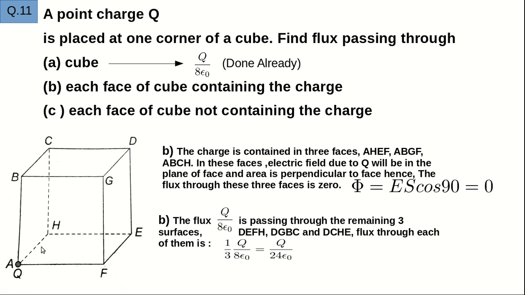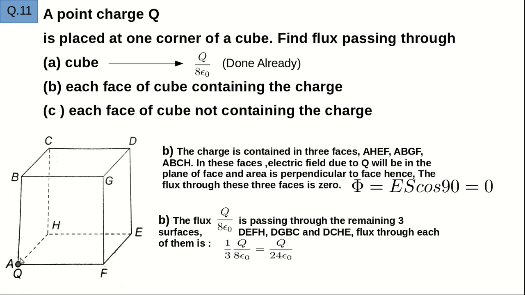If this charge is placed at this point, then the charge is contained in three faces, right? AHEF, ABGF, and ABCH. These faces contain this charge. In these faces, the electric field due to q will be in the plane of the face, and the area vector is perpendicular to the face. Hence the flux through these three faces will be 0, since E dot dS will be E S cos 90, which is equal to 0.